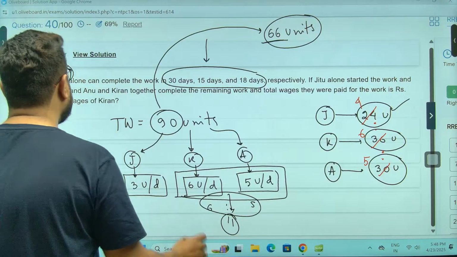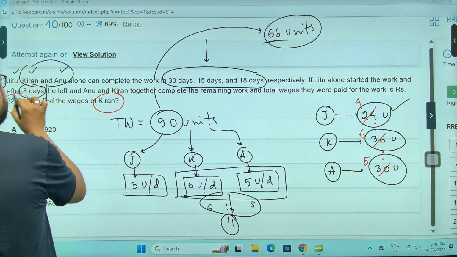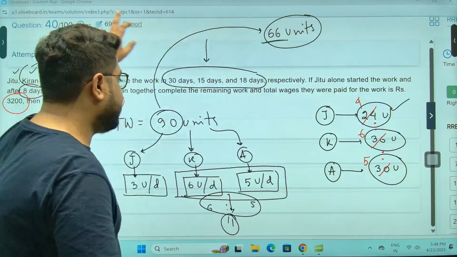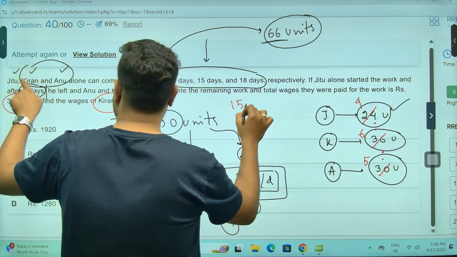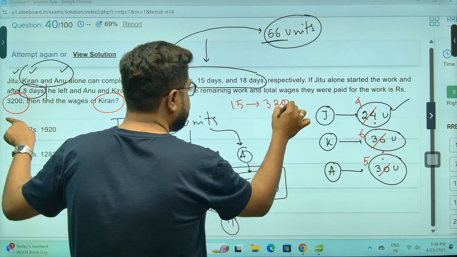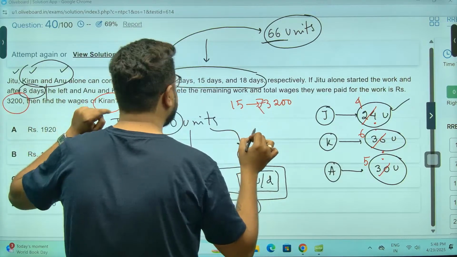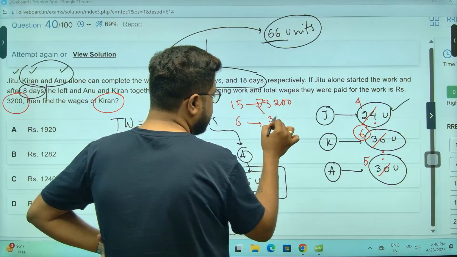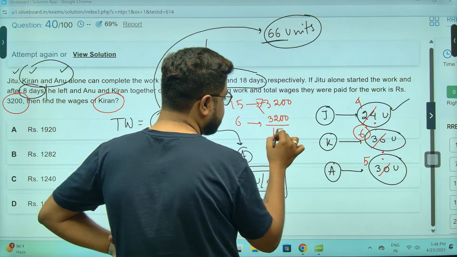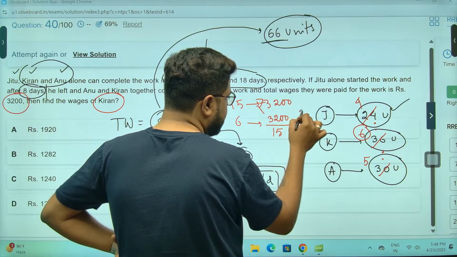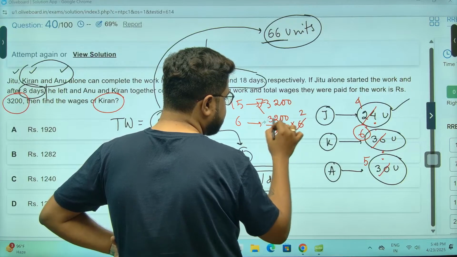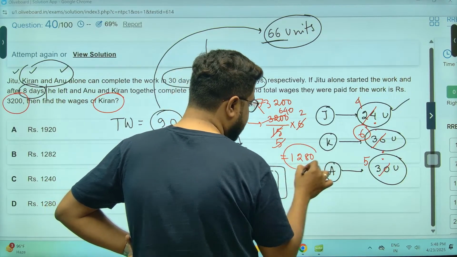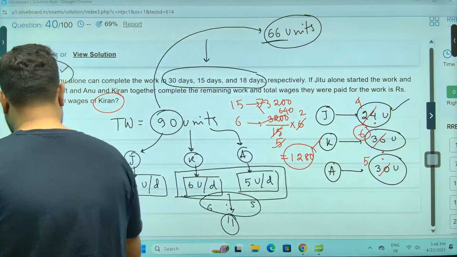Now they are asking the wage of Kiran, total wage is given 3200. Total wage is 15 units. 15 units ka value is 3200 rupees. They are asking Kiran. Kiran means the value of 6 units. 3200 by 15 into 6. So 3 twos are 6, 3 fives are 15, this is 64, 640. So 1280 rupees. Done. Option number D.